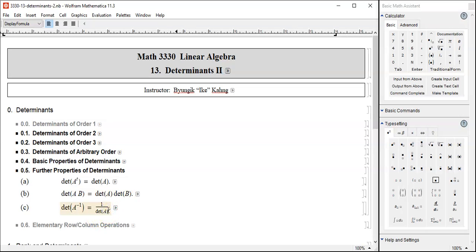The important part is the implication. We need the determinant in the denominator. So if this is 0, then I'm not going to get A inverse, you see.